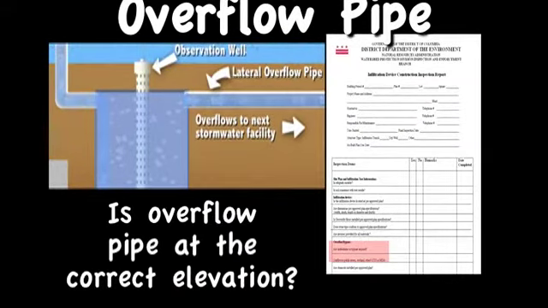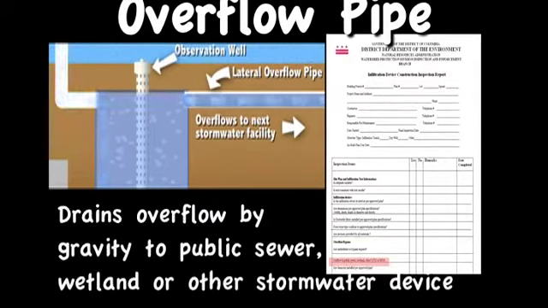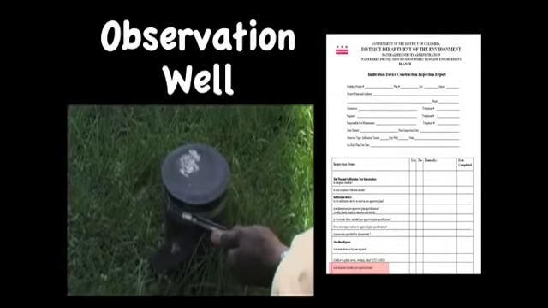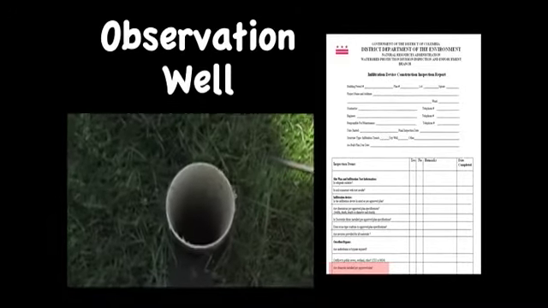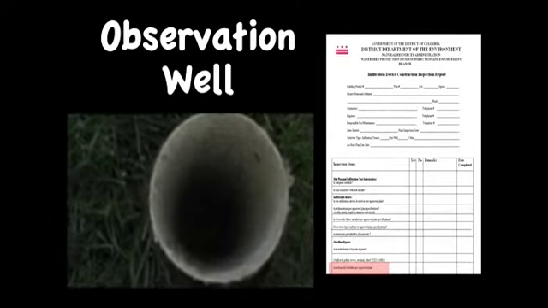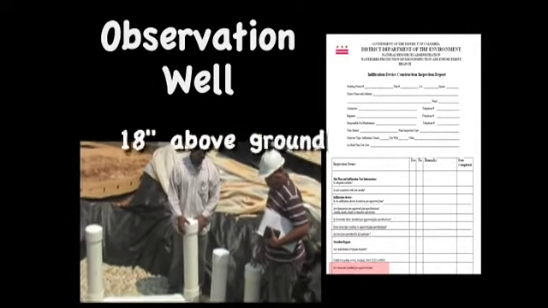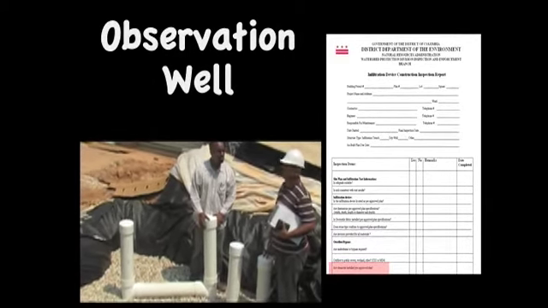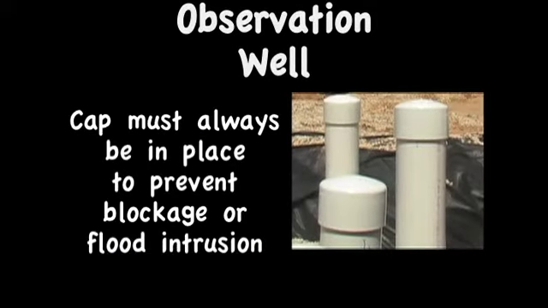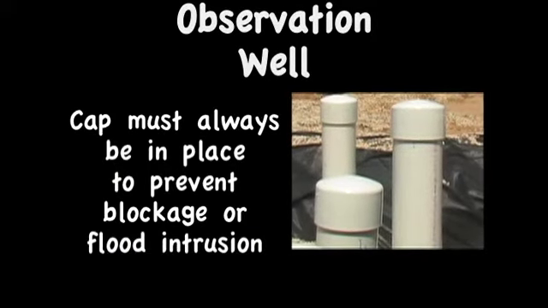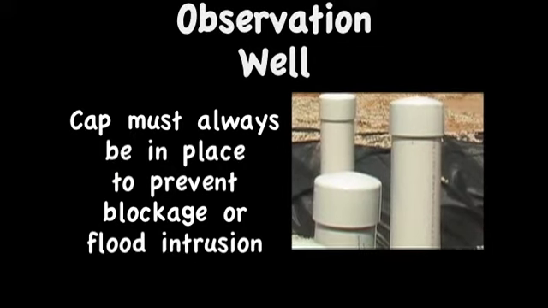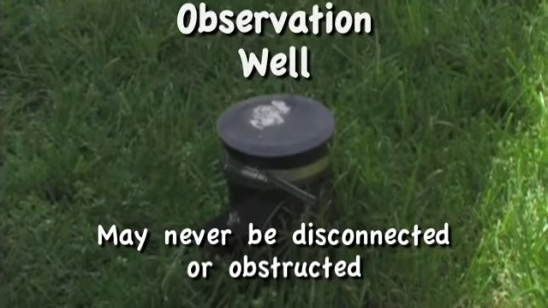An overflow pipe is required and must be at the correct elevation so that overflow can drain by gravity to a public sewer, wetland, or other stormwater device. Observation wells are also required by code and allow drainage time to be observed. To function properly, wells must be installed to the depth of the infiltration device and extend 18 inches vertically above the ground. Caps must be installed to prevent blockage or other surface water from flooding the infiltration facility. They should remain intact and unobstructed except during inspection.